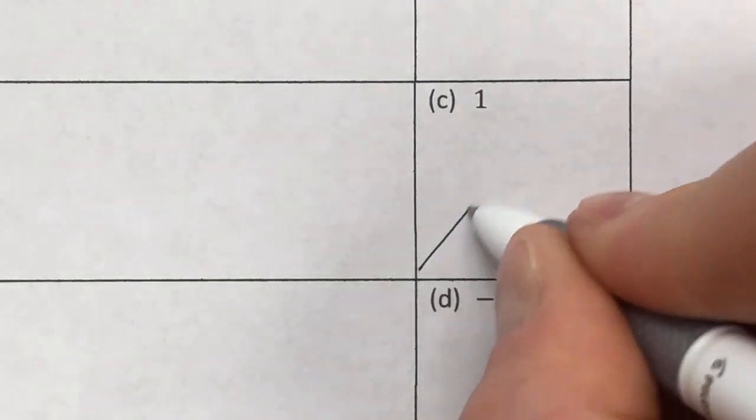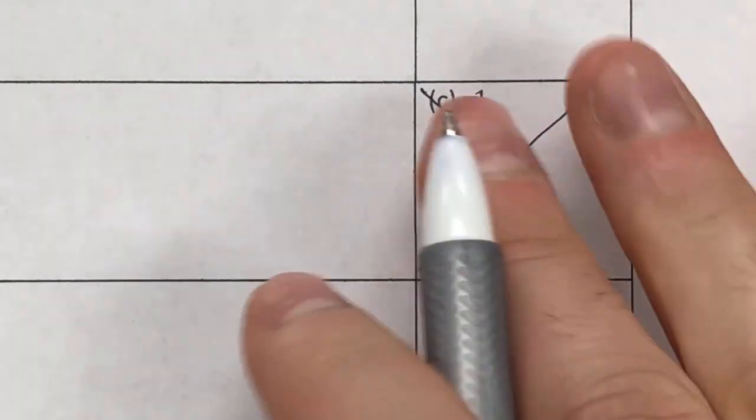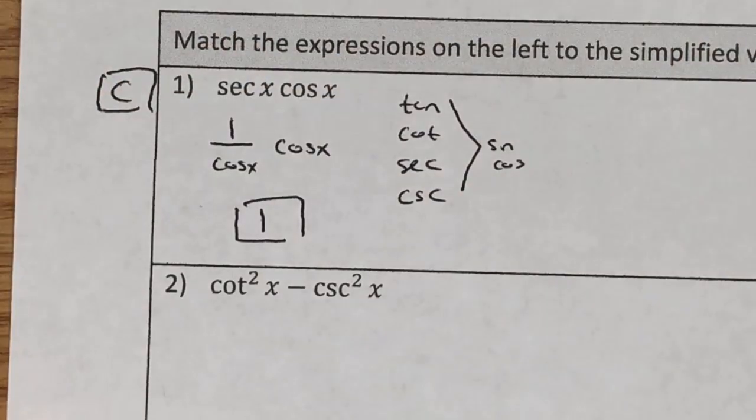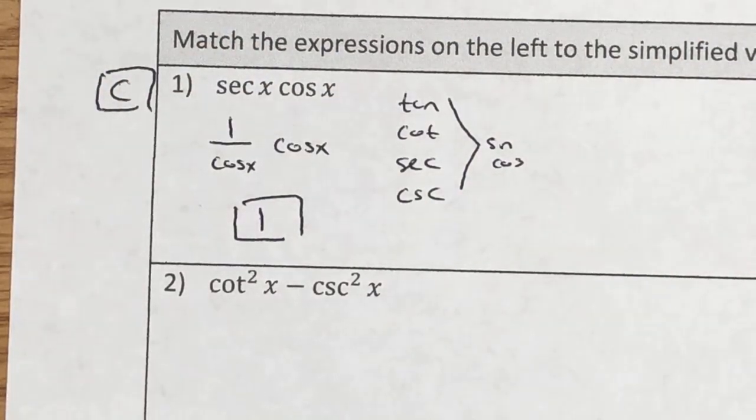And if we come over here and scan our available options, we see that option C is going to be our value of 1. Boom. So we get option C.